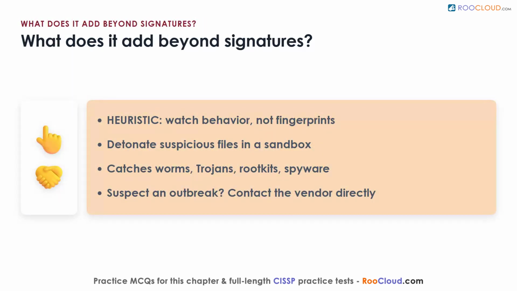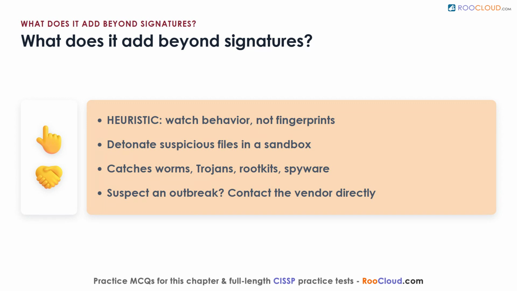What does anti-malware add beyond signatures? It adds heuristic, behavior-based detection. Instead of matching a known fingerprint, this approach watches how software actually behaves, flagging red flags like attempts to elevate privilege, hide their tracks, or alter unrelated system files. A common tactic is to quarantine a suspicious file and detonate it inside an isolated, monitored sandbox. If it misbehaves there, the tool blocks it everywhere and rapidly pushes out a new signature. This is why modern products catch far more than viruses, reaching worms, trojans, rootkits, spyware, and more.